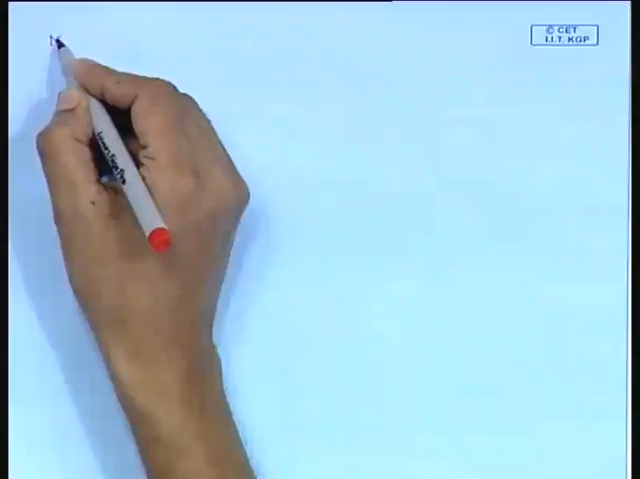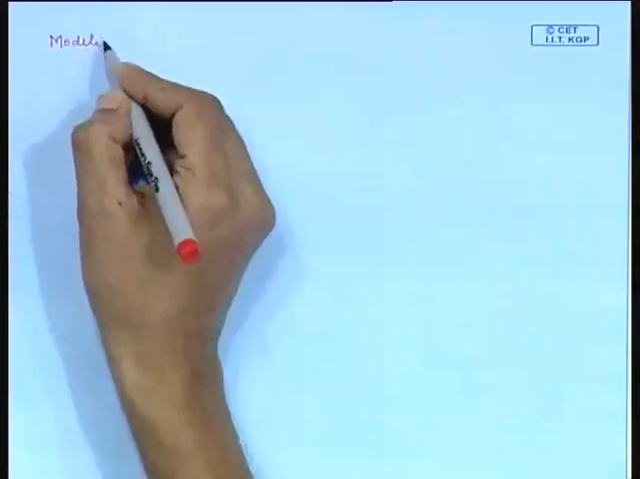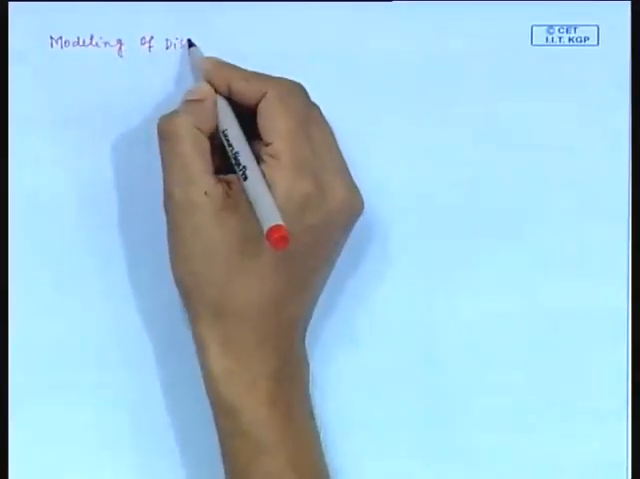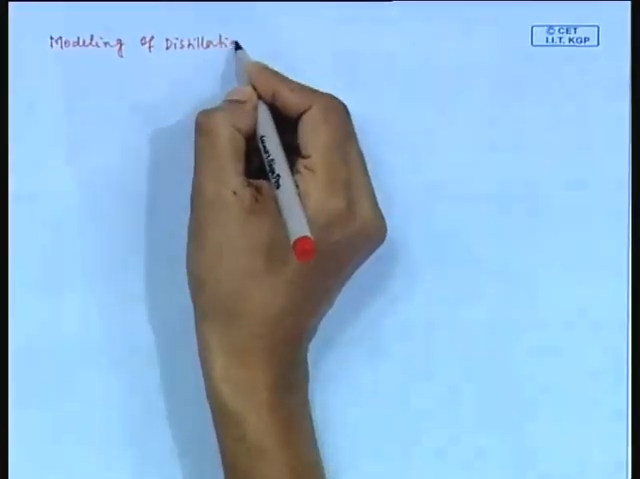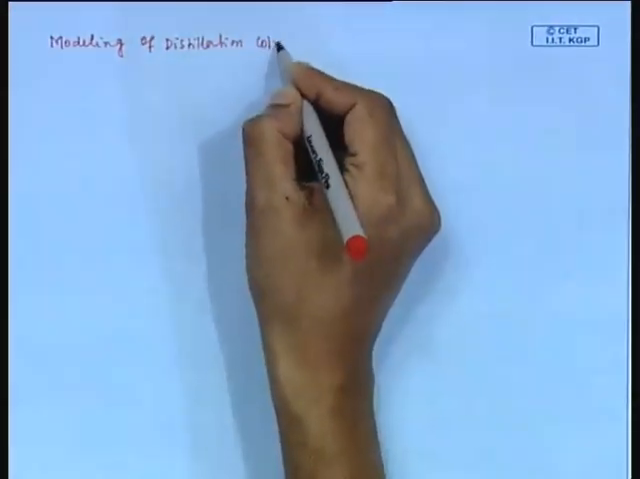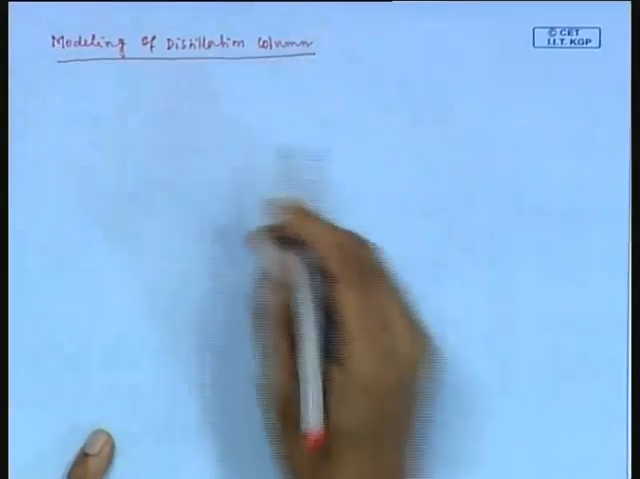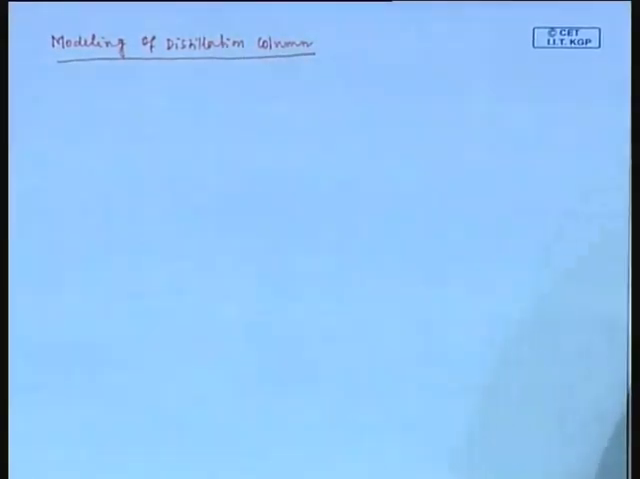So today we will continue our discussion on modeling of distillation column. In the last class we have derived mass balance equations.